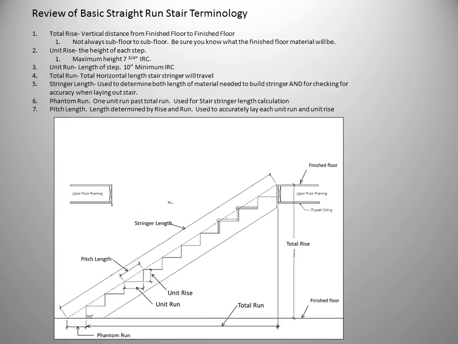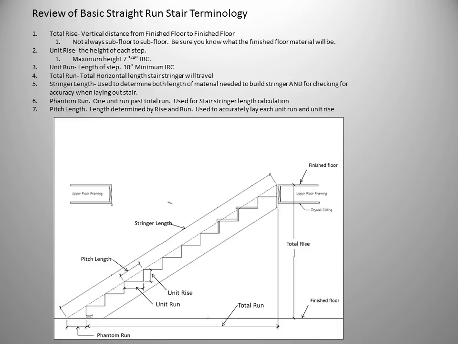Unit rise is the height of each step, with a maximum riser height of 7 3/4 inches per the International Residential Code. Unit run is the length of each step. 10 inches is the minimum unit run per IRC. Total run is the total horizontal length the stair will travel.